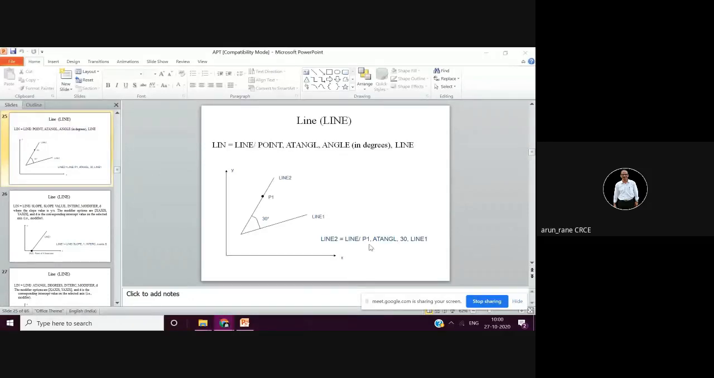Again, a line passing through point P1 at an angle of 30 with line 1. See now here, this 30 degrees is not with respect to the x-axis, it is with respect to line 1. So that's why it is written like this, 30 degrees.